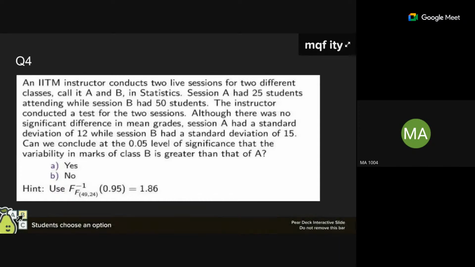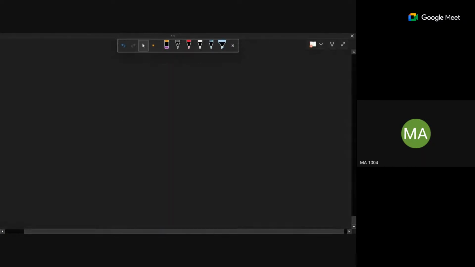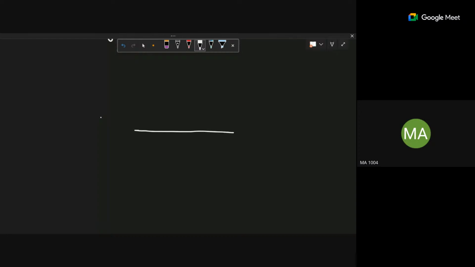Any doubt? One doubt: why have we taken 1 plus C? Okay, you can take C directly also. The 1 plus C is coming from the F distribution. In the last session we discussed it. Whenever we take the ratio of two chi-square distributions, it leads us to the F distribution. And in the F distribution, generally we have things like that.